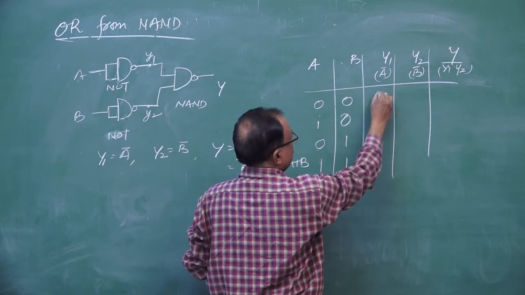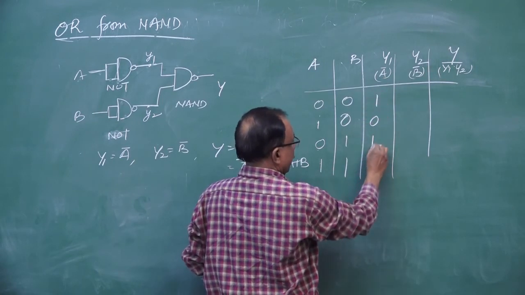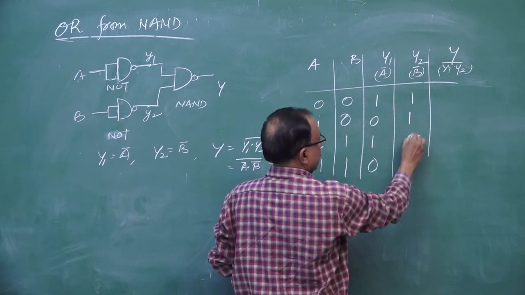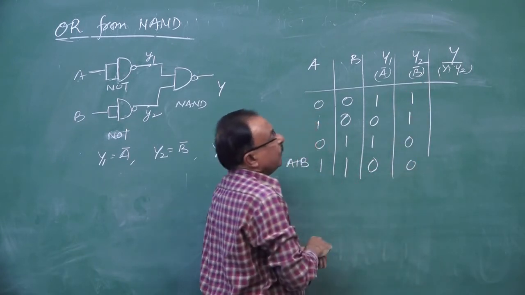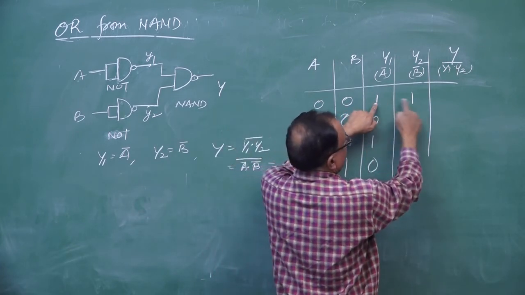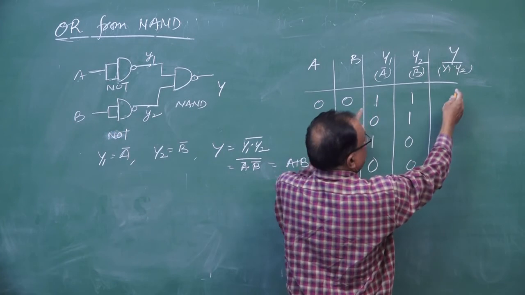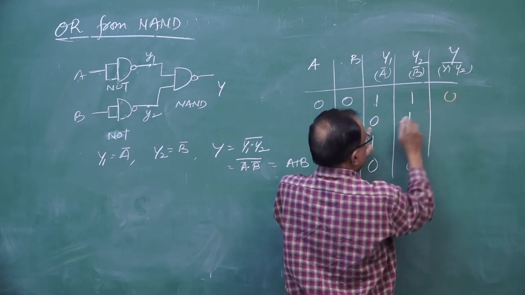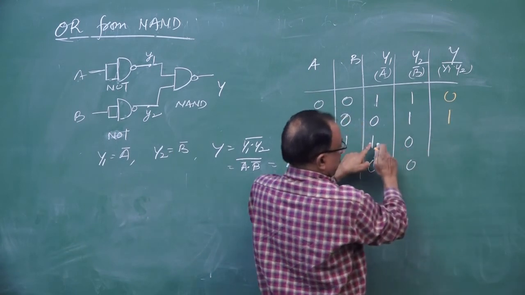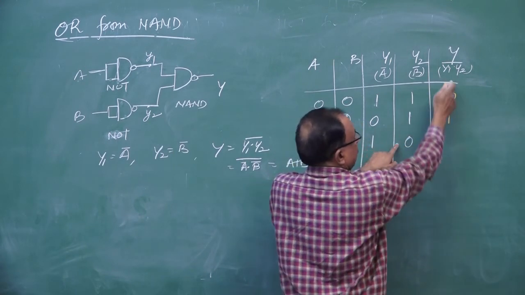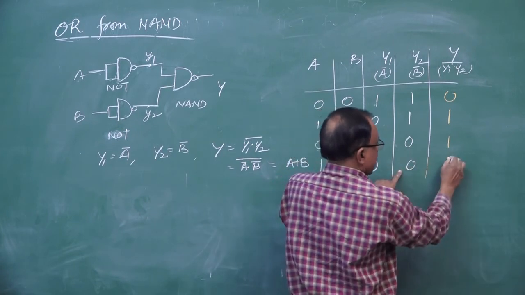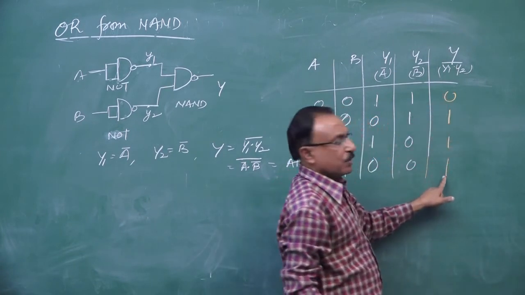Then we operate on them as given in the columns. Y1 will be A naught: 1, 0, 1, 0. Y2 will be B naught: 1, 1, 0, 0. Y will be (Y1 into Y2) naught. Y1 into Y2: 1 into 1 is 1, and invert of it is 0. 0 into 1 is 0, invert of it is 1. 1 into 0 is 0, invert of it is 1. 0 into 0 is 0, invert of it is 1. This is the output of the OR gate.